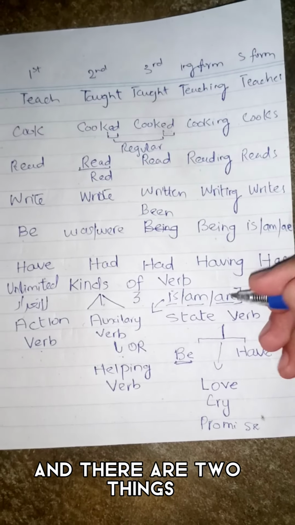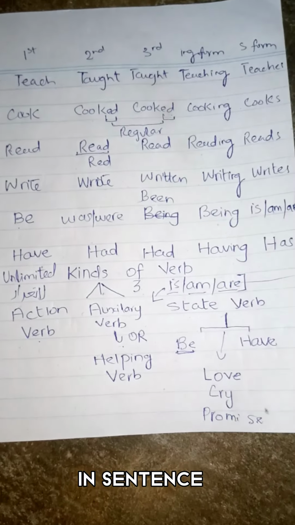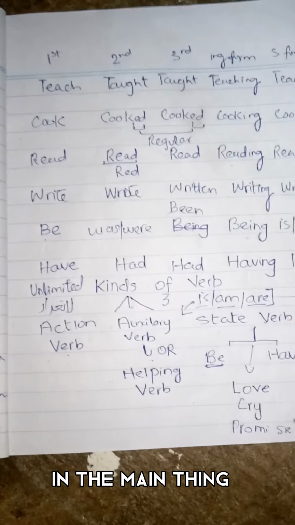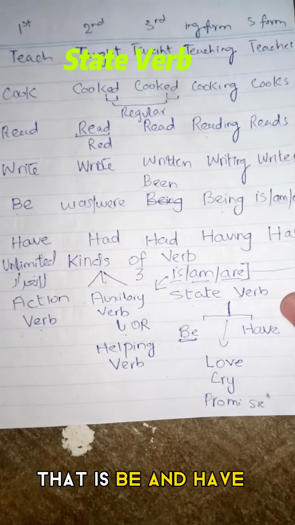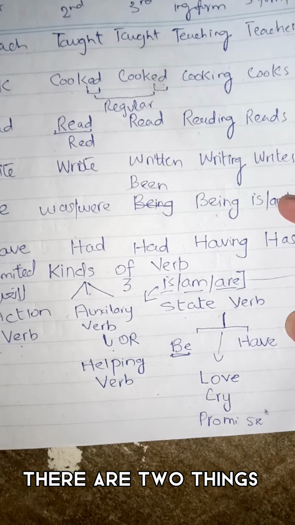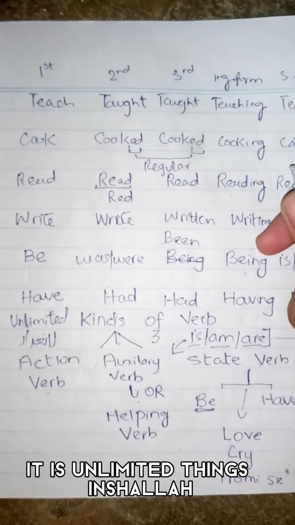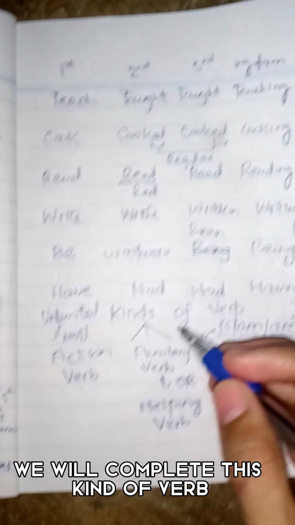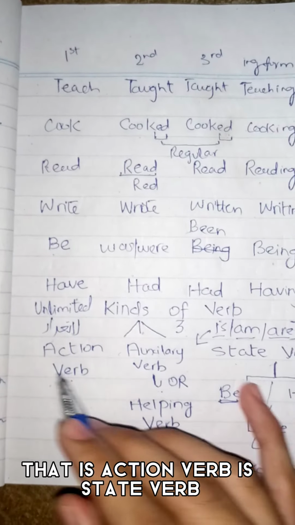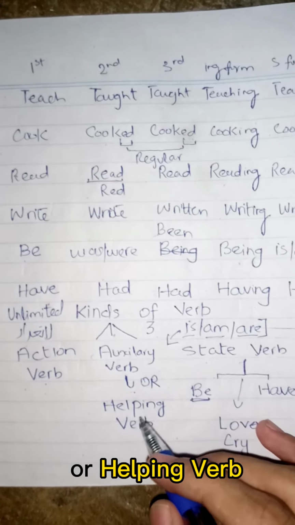In state verb there are 2 things that are used in a sentence. The state verb is countable. The main things we will discuss in state verb are be and have. In action verb there are unlimited things. Inshallah, we will complete this in our sentences. We will discuss the 3 kinds of verb: action verb, state verb, and the third one, auxiliary verb or helping verb.